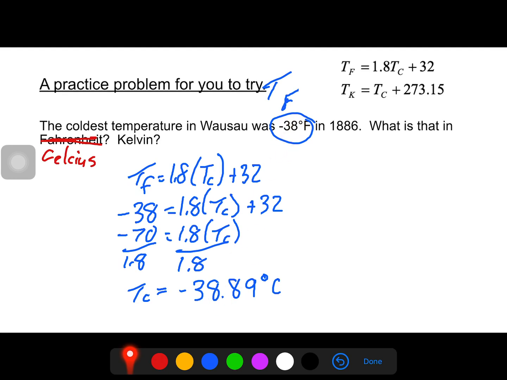Now, if you notice, these are really close. Negative 40 is the number that they often say: negative 40 degrees Fahrenheit and negative 40 degrees Celsius are about the same. So it just happened to be that these are really, really close. The last part is, what's your temperature in Kelvin?